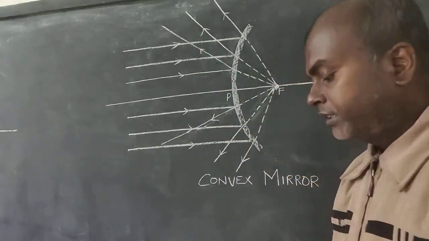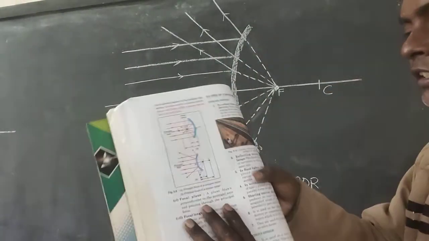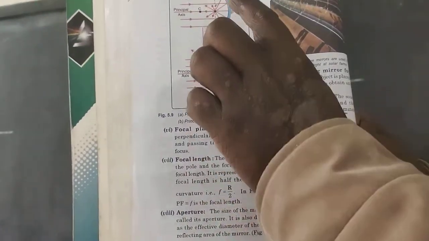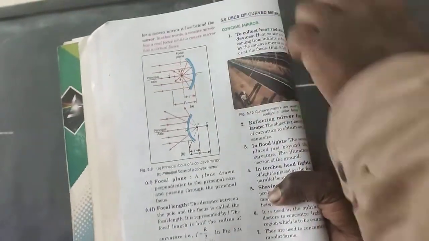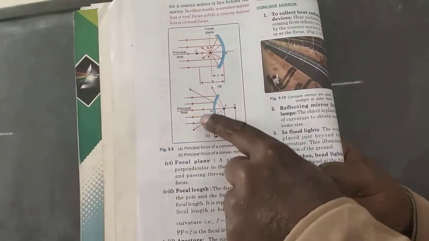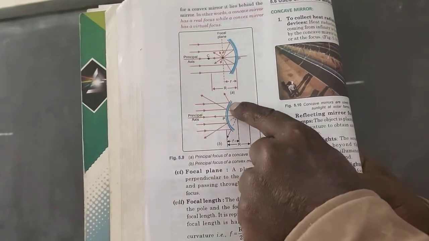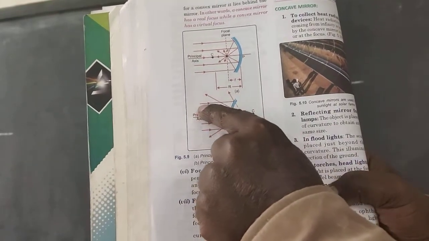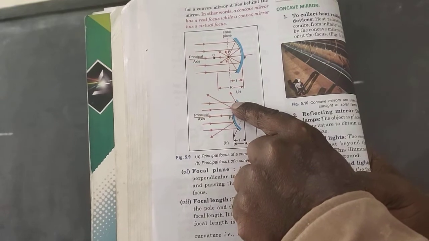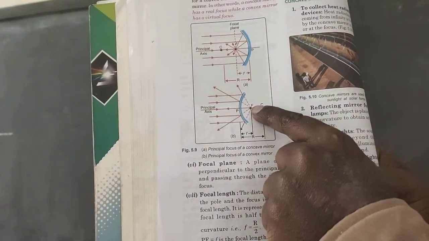I will show you where this diagram is. Page number 60 of your book. Here it is. This is for concave mirror that I have drawn there, and this is the diagram that I have drawn just now. You can see over here the lines are straight. Here are the incident rays. For example, this particular incident ray gets reflected. If you prolong it backward, it comes and meets over here.